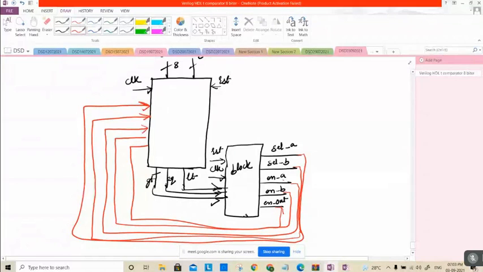Enable A, enable B register ke istam. Enable output, then it will be given for another one. So enable out, enable B, enable A, selection B, selection A. Right. And finally, we'll be getting the GCD output here, the output for this block.